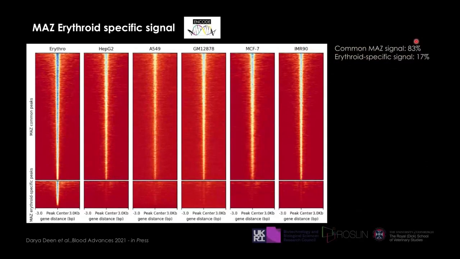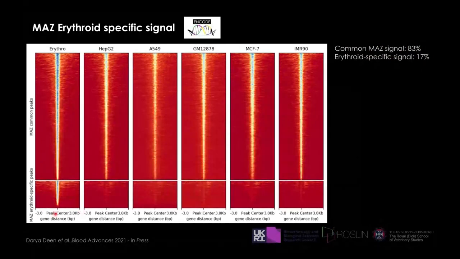So then Dasha looked at some ENCODE data, and ENCODE thankfully did some ChIP sequencing with MAZ in other cell types. You have here hepatocytes, lung cells, B cells, and breast cancer cells, and I forgot which one is the last one here. And she has defined 2 types of peaks, those called the common peaks, which are peaks in common between at least 2 different cell types, and then the erythroid-specific peaks that are only specific to the erythroid lineage, and these are the ones here at the bottom.